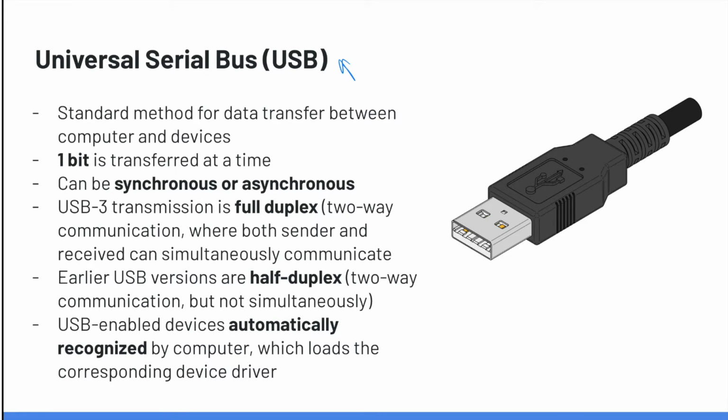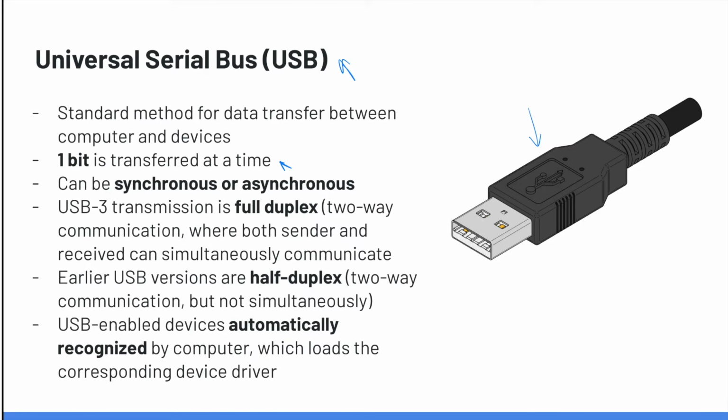You connect mice or mouses to your computer and a variety of other devices using USB. You've definitely seen this before right here. Now, some things you need to know about USB is that when we're connecting a device using USB, 1 bit is transferred at a time between that device and the computer. We can have synchronous or asynchronous transmission.